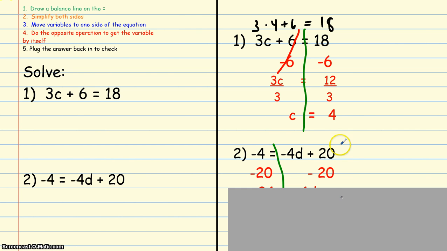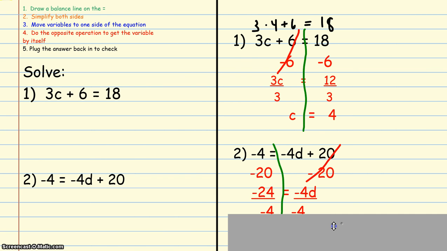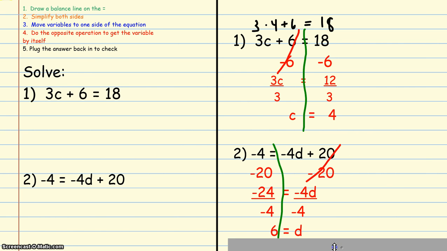As we do that, plus 20 minus 20 cancels out. Negative 4 minus 20 is negative 24. We are left with the negative 4d. Bring that down. So negative 4 times d, opposite is to divide, so we're going to divide by negative 4. And negative 24 divided by negative 4 is going to be a positive 6. So d equals 6.